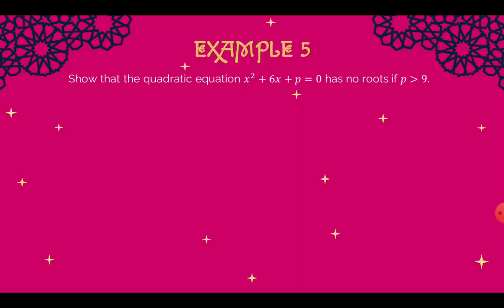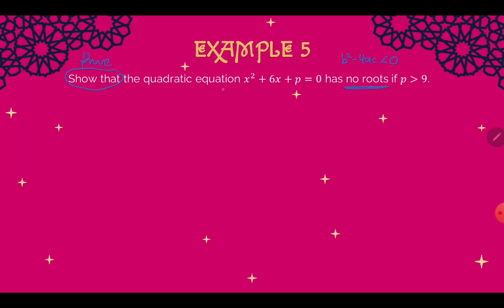Example 5. Show that the quadratic equation x squared plus 6x plus p equals 0 has no roots if p is greater than 9. So again, we need to prove it. No roots, so we relate it with discriminant less than 0.